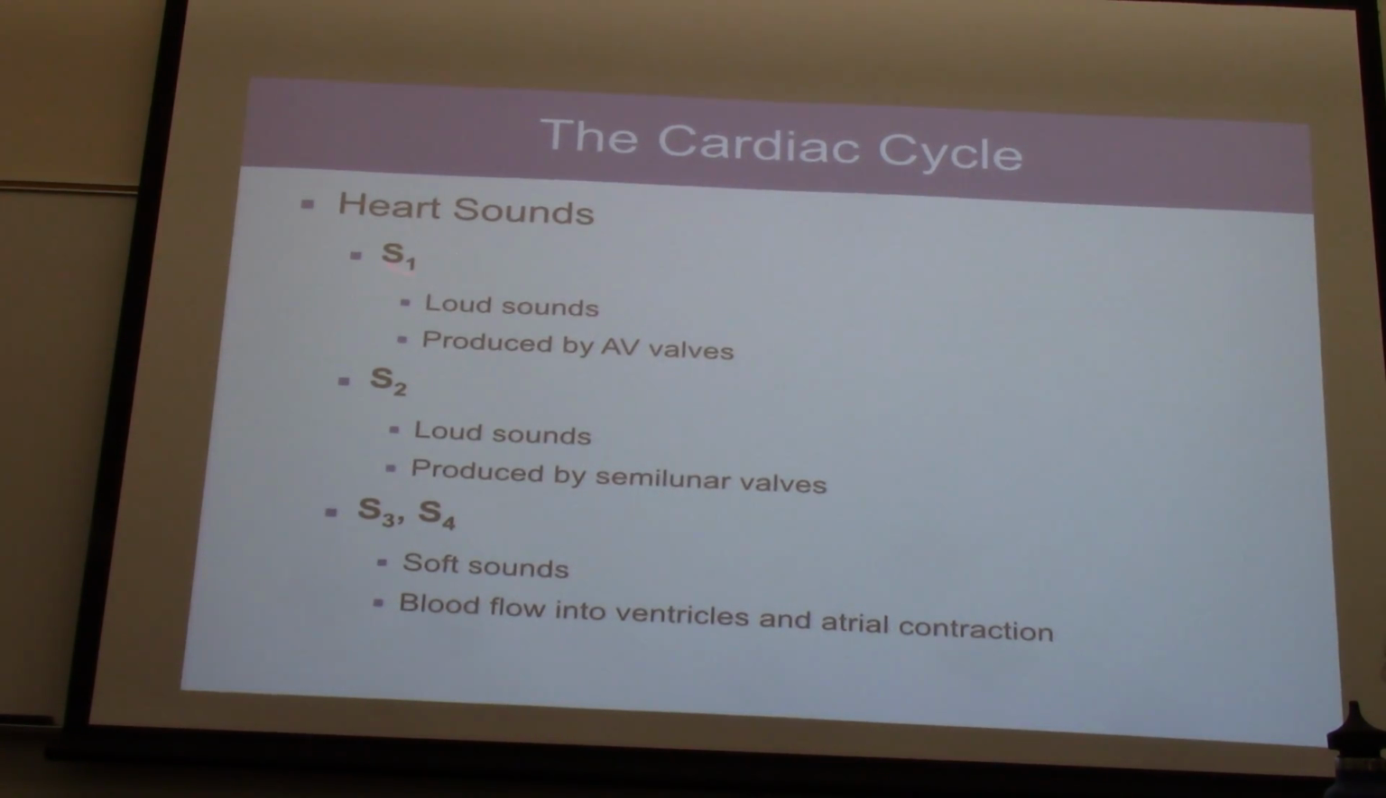Heart sound number 1, S1, is produced by the AV valves. It's a very loud sound. You won't have trouble hearing it. S2 is also a loud sound caused by closing of the semilunar valves, the aortic and pulmonary valve, excuse me. We have 2 extra sounds. These are very abnormal. You should never hear an S3 and S4. Usually they tend to indicate heart failure. Somebody's going into heart failure.